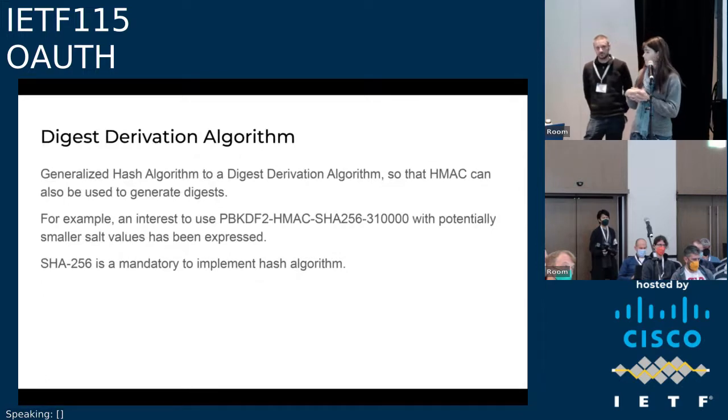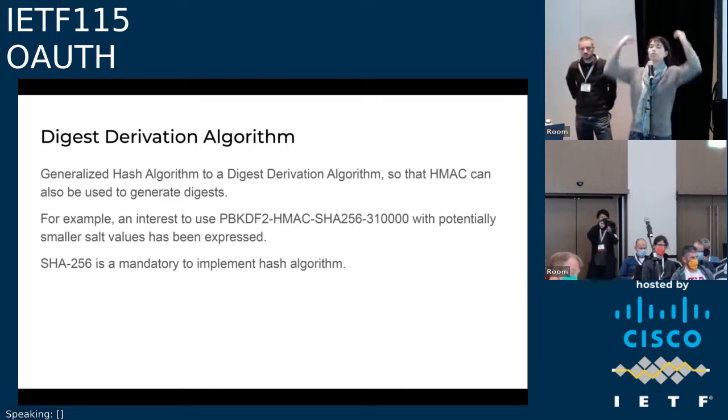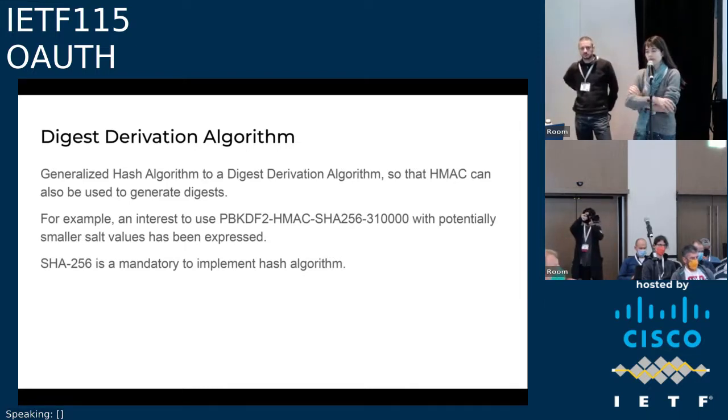I have a short question. The term digest derivation algorithm is a little bit unusual, and I see two types of algorithms. One is HMAC, which is a keyed hash function. The other is an unkeyed hash function, like SHA-256. So in which direction is this going?